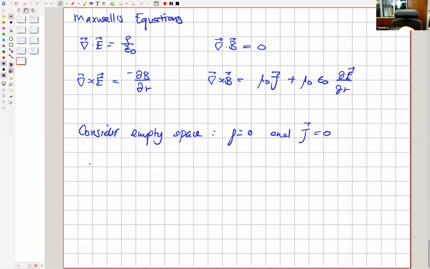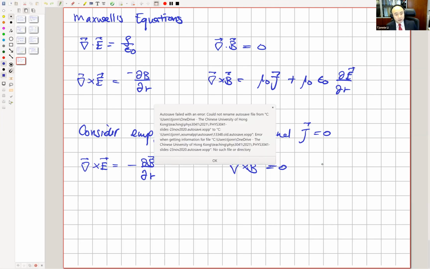what we've seen is that this must still hold, but this here, originally we had 0 because J equals 0. Now, in terms of empty space, this line over here and this line over here are both mathematically consistent.